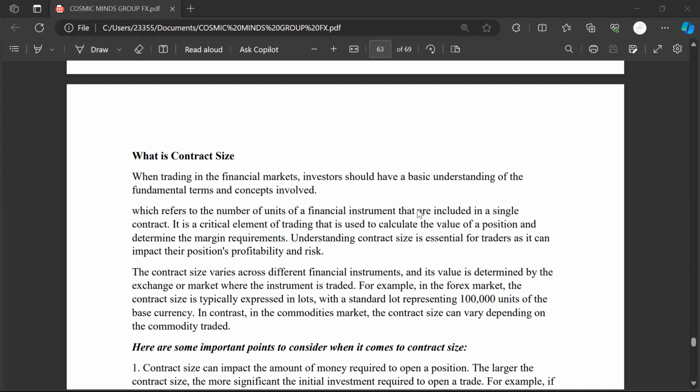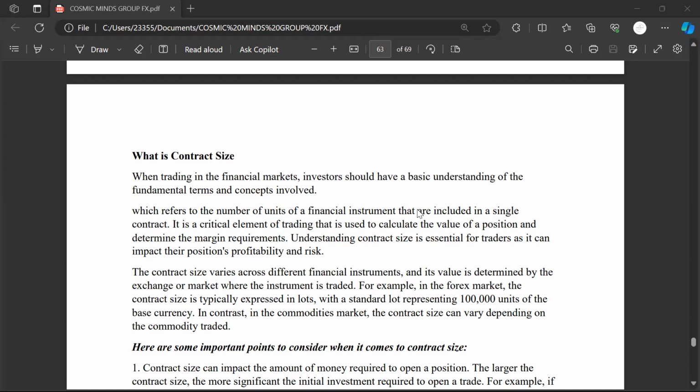So understanding contract size is essential for traders as it can impact their positions, profitability, and risk. Now, the contract size varies across different financial instruments. When you say financial instruments, it's just the currency pairs that we are talking about, or whatever you are trading, right? And its value is determined by the exchange rate or market where the instrument is traded.